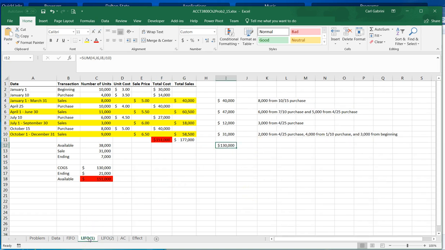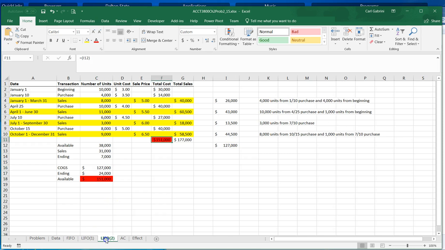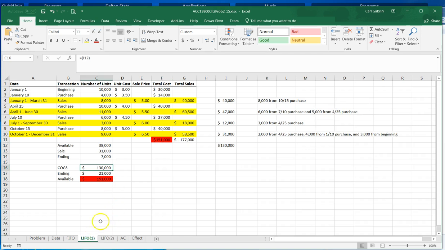Okay, compare the two LIFO methods. Under the periodic system, we report a higher cost of goods sold than we do under LIFO using the perpetual system. And that means that the ending inventory under the perpetual system is higher than it would be for the periodic system under LIFO.